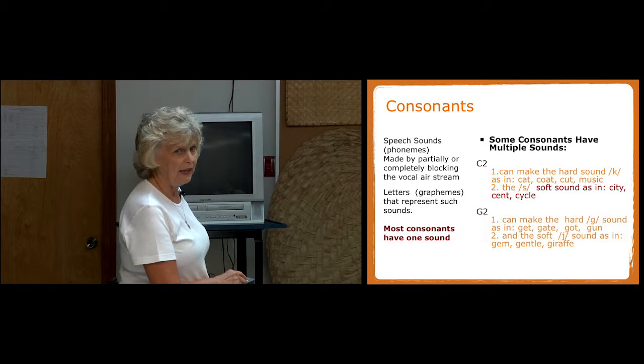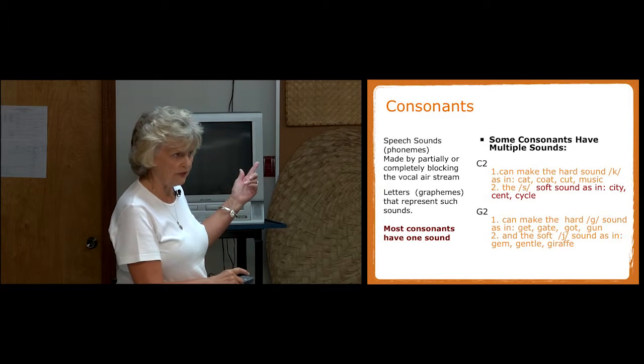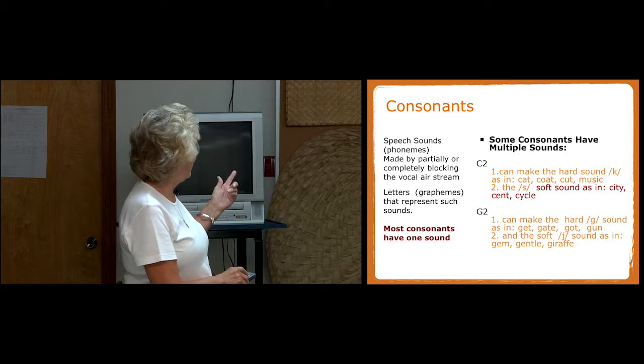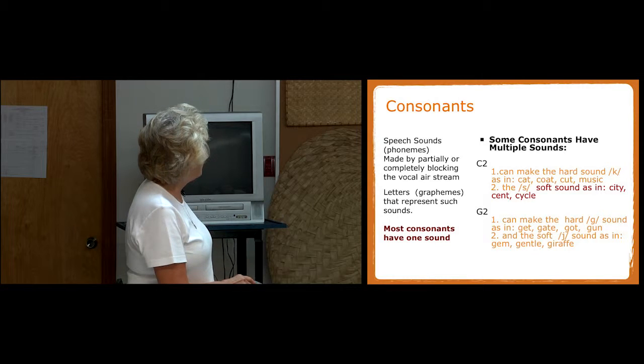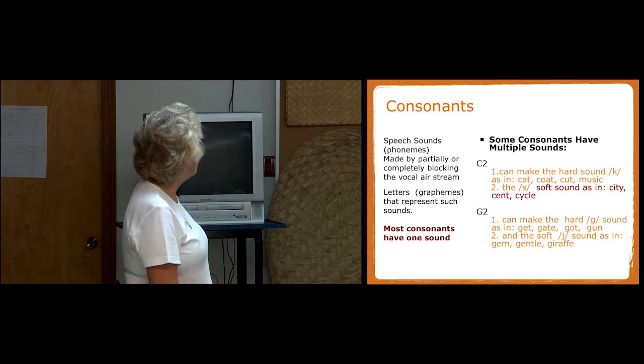C can make two sounds, and we already found its soft sound. It can make a sound like S. And G can make a sound like J, make its soft sound, like in gym. So we got soft C in city, scent, and cycle. I should have made this the same color. Bad PowerPoint work there for me.